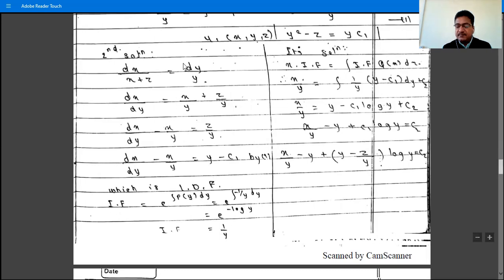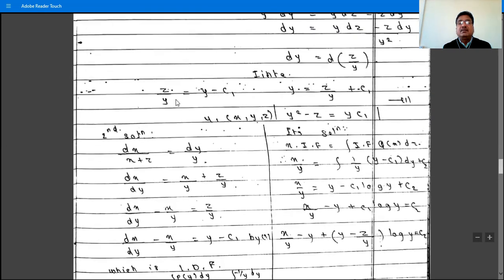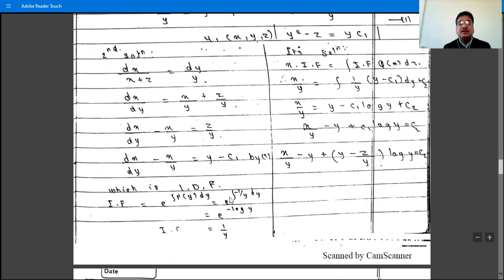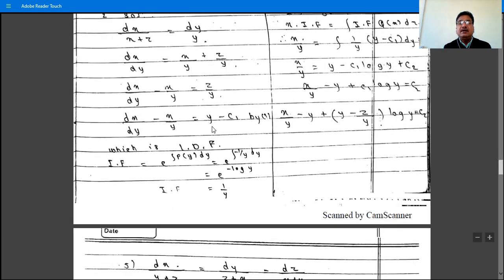Substitute this z as y square minus c1y. This is the answer: y square minus z is equal to yc1. So after substituting z, consider the first two ratios and substitute z, and we have this type of equation, and this is a linear differential equation.